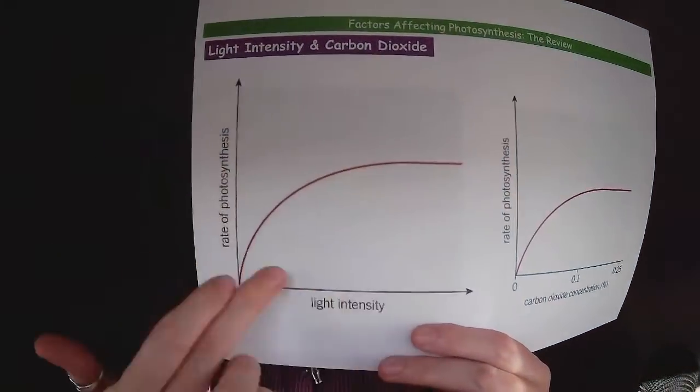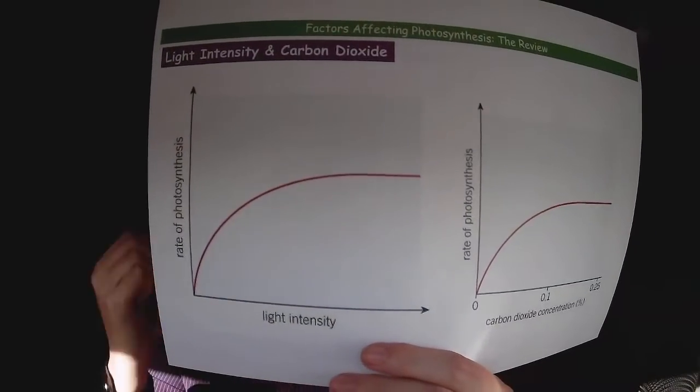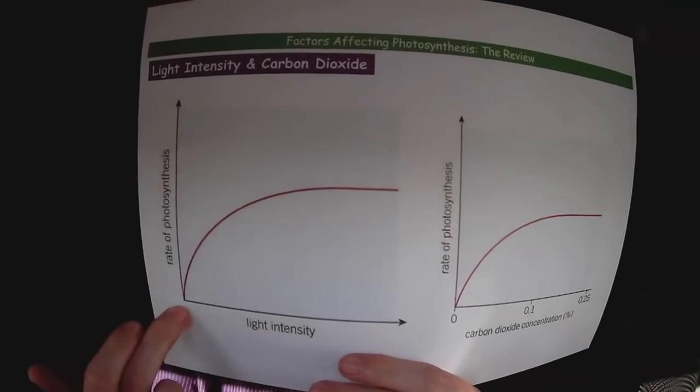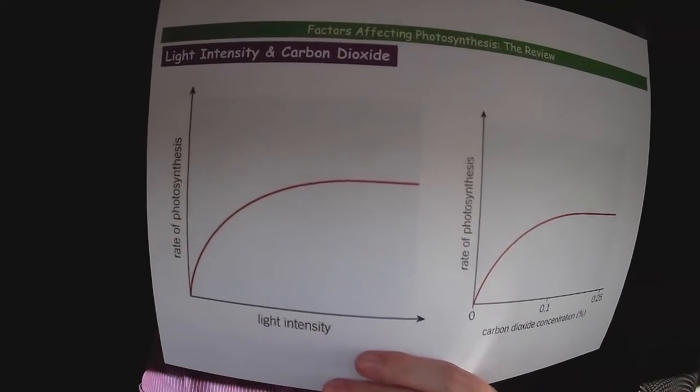Now, as far as light intensity goes then, we would have a graph like this. So as we increase the light intensity, the rate of photosynthesis increases.